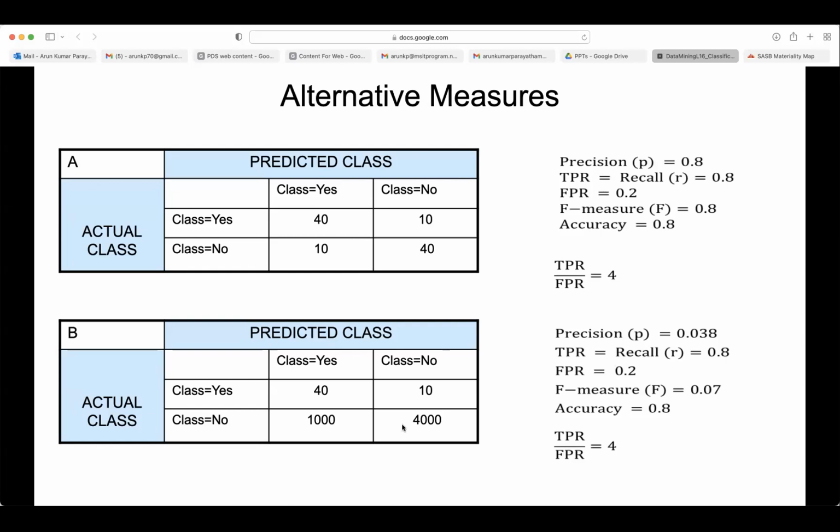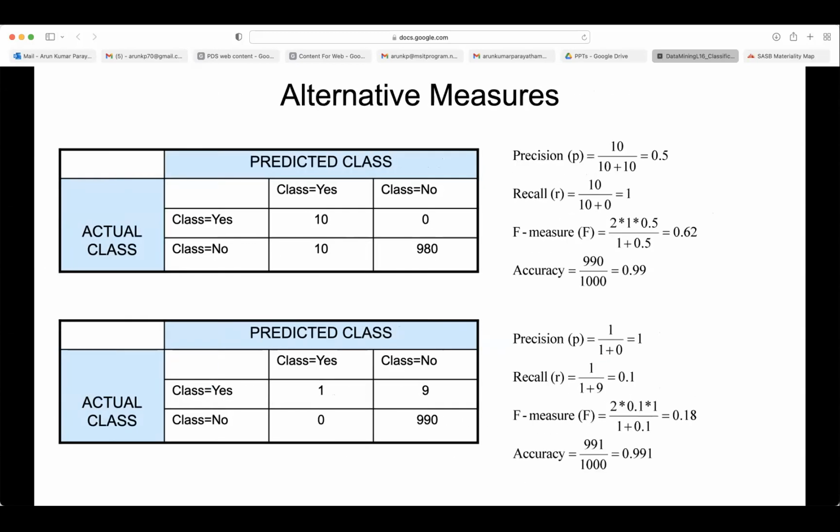Then the false positivity rate. How many are you saying positive? This number should be very high. Out of 5,000 negatives, you are saying 1,000 are positives. So they are becoming false positives. So false positive rate is nothing but 1,000 by 1,000 plus 4,000.